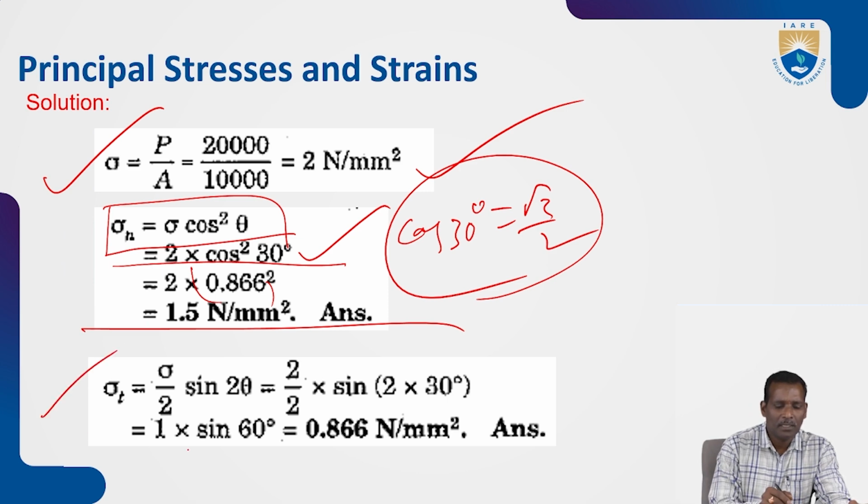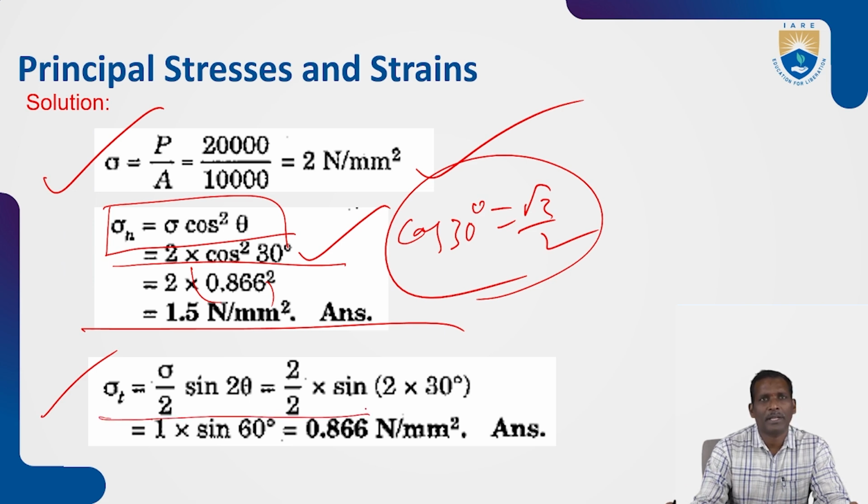Sigma t, that is sigma by 2 into sine 2 theta.